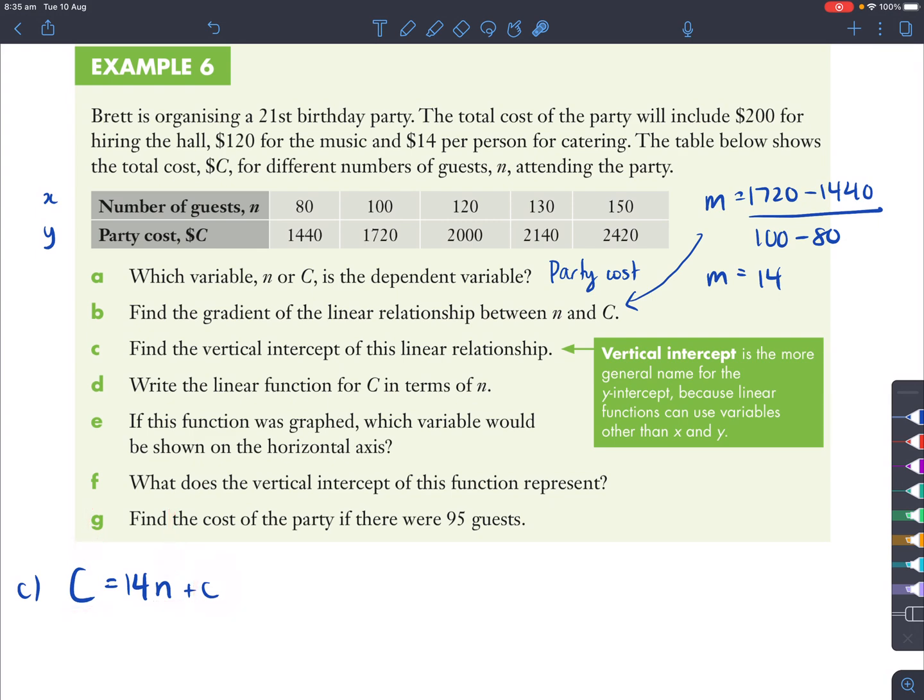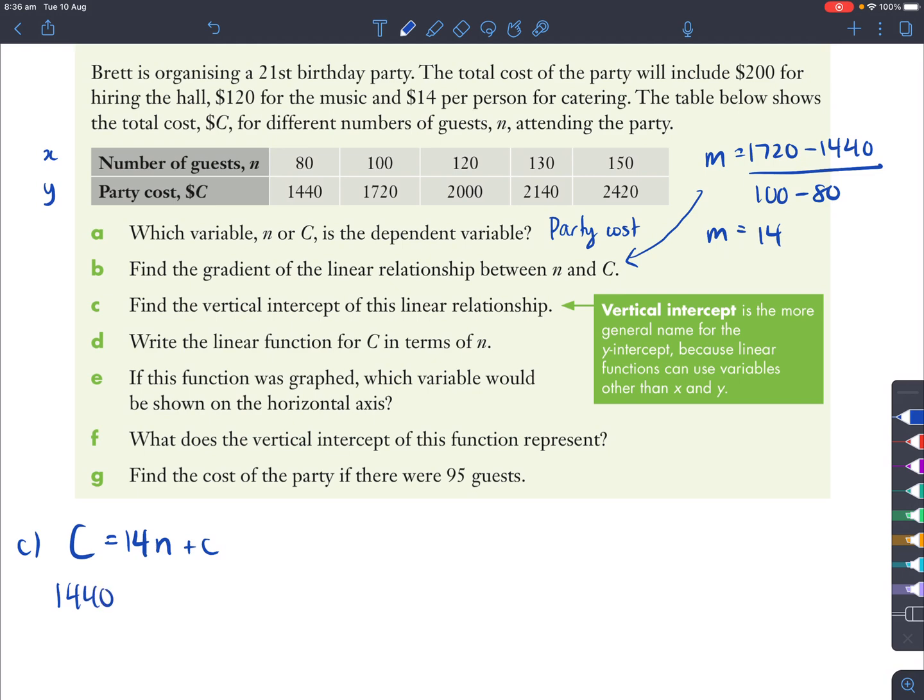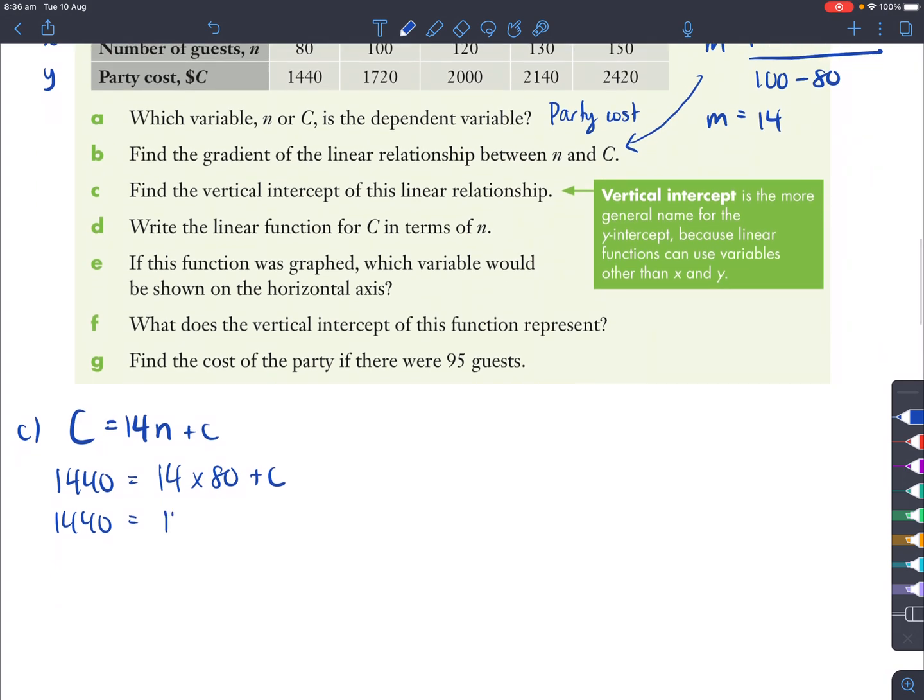So I can make a substitution, and let's just say I substitute in 80 and 1,440. Okay, like that. So I'll replace C by 1,440. That's equal to 14 times 80 plus c. So 1,440 is 14 times 80, which is 1,120, plus little c. And once I subtract that 1,120 over, I get 320 as little c. Okay, and that's my vertical intercept.